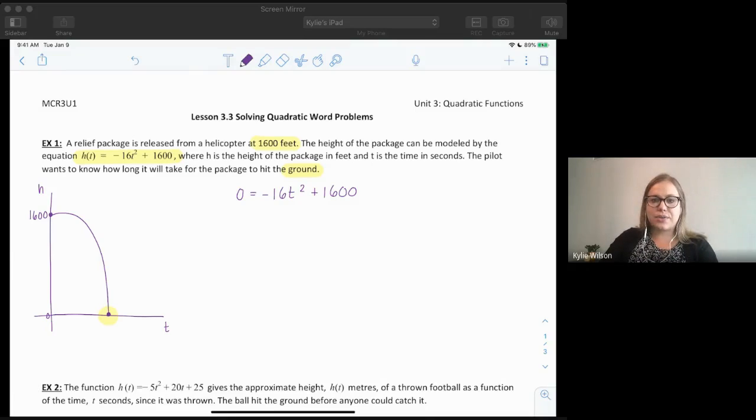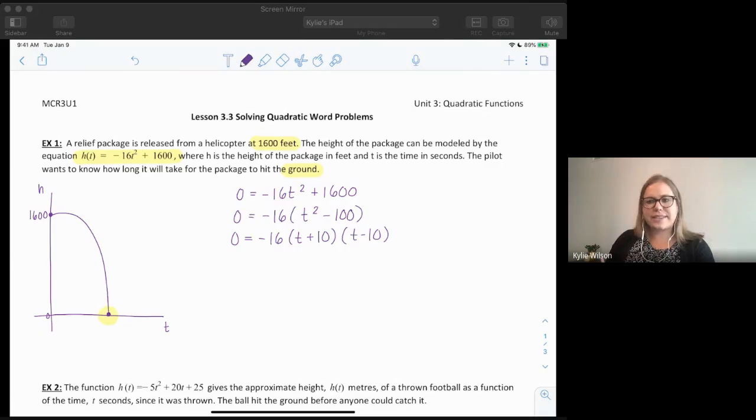Next, let's go through and try to factor this. So that's always your next step. So step 1, make sure it's equal to 0. Next step, try to factor. So for here, I can take out a negative 16, left with t squared minus 100, like this. And now I want to continue to factor. So I have 0 equals negative 16. This is a difference of squares here. So we can just do t plus 10, t minus 10, like this.